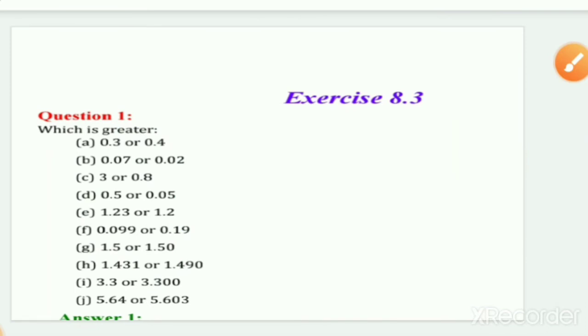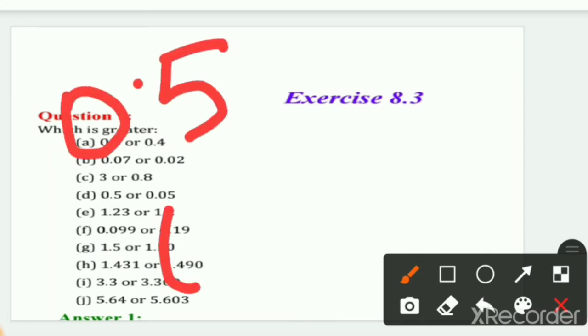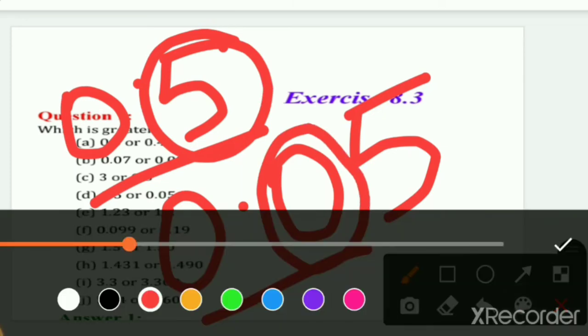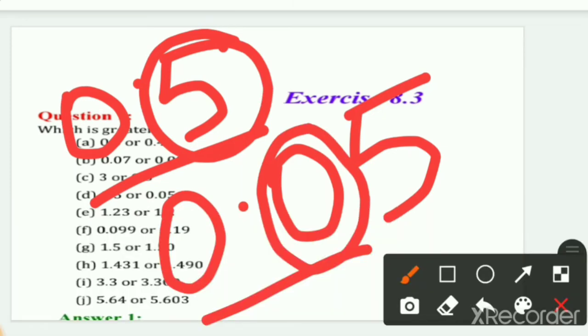Now the next one is 0.5 or 0.05. As you can see, after the decimal point we have the tenths place as 5 here, and here we have the tenths place as 0. So which number will be greater, 0 or 5? Yes, 0.5 will be greater than 0.05, because the tenths place of 0.5 is greater than that of 0.05.